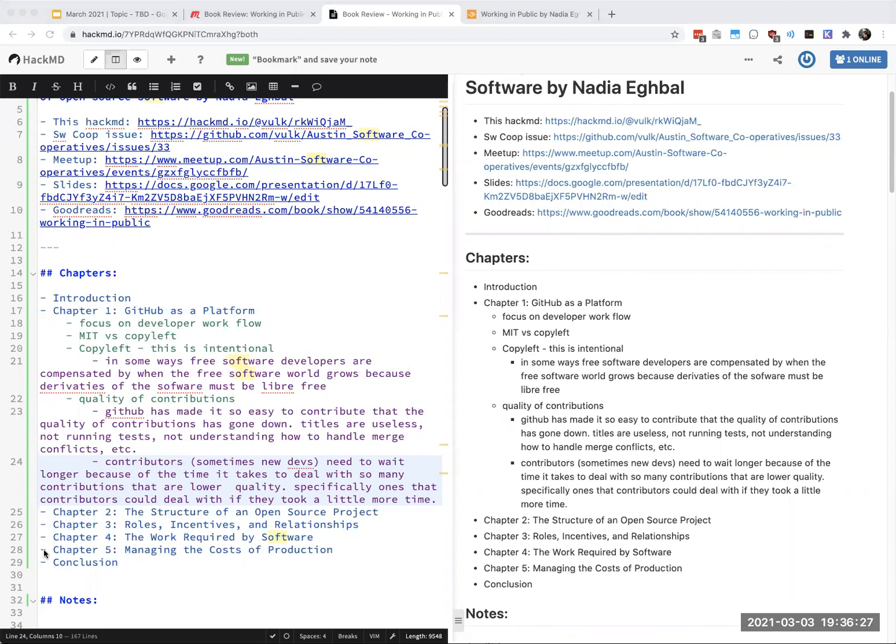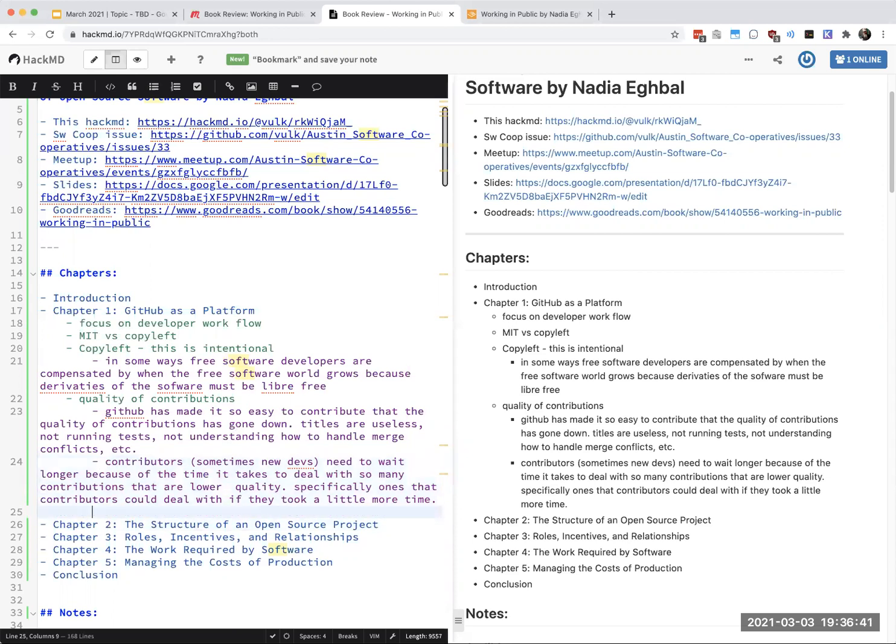Let me see. Oh, I'm going to just put this comment. This is kind of my thoughts. This is wording, but I just noted it.